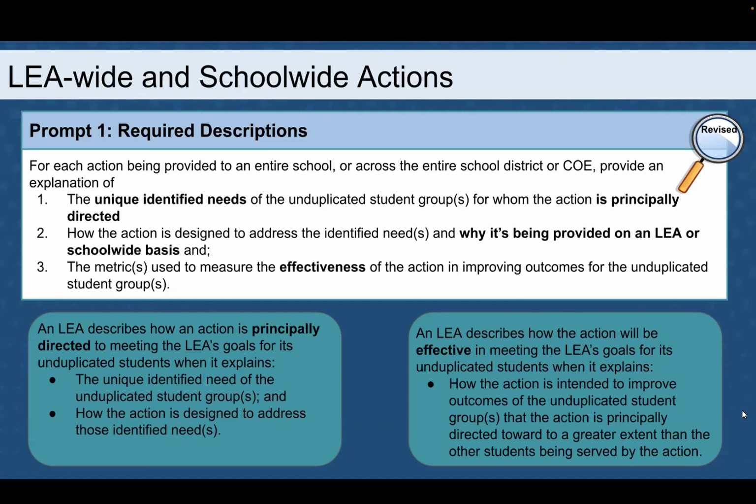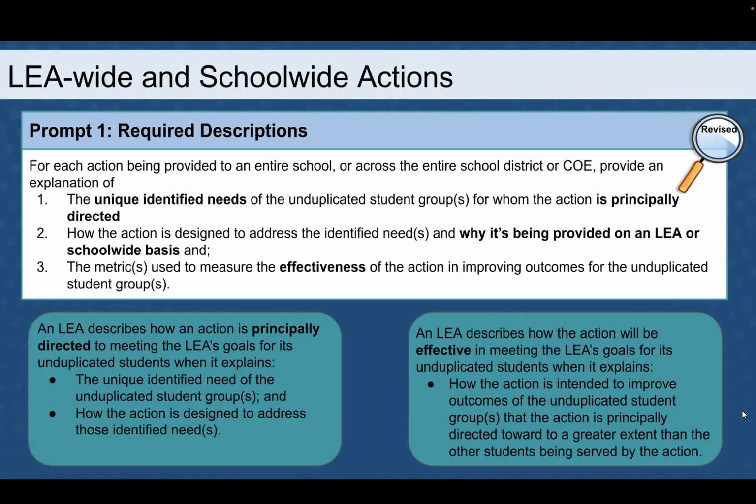The third requirement here is to provide a metric that's going to be used to measure the effectiveness of the action in improving outcomes for unduplicated student groups. This is also a new requirement, where the district will have to identify one or more metrics that are aligned to each action that is contributing and being provided on an LEA-wide or school-wide basis to show that the action is effective in improving outcomes for the unduplicated student groups for which it was designed.